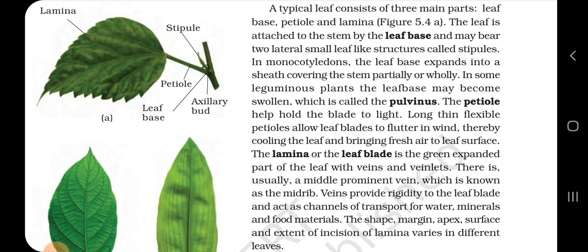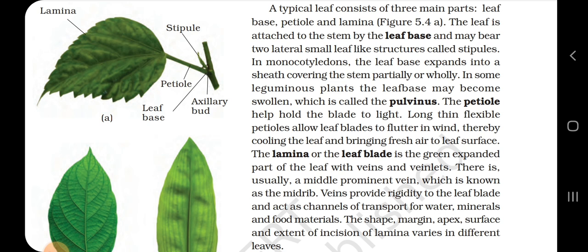The petiole helps hold the blade to light. Long, thin, flexible petioles allow the leaf blades to flutter in the wind, thereby cooling the leaf and bringing fresh air to the leaf surface.